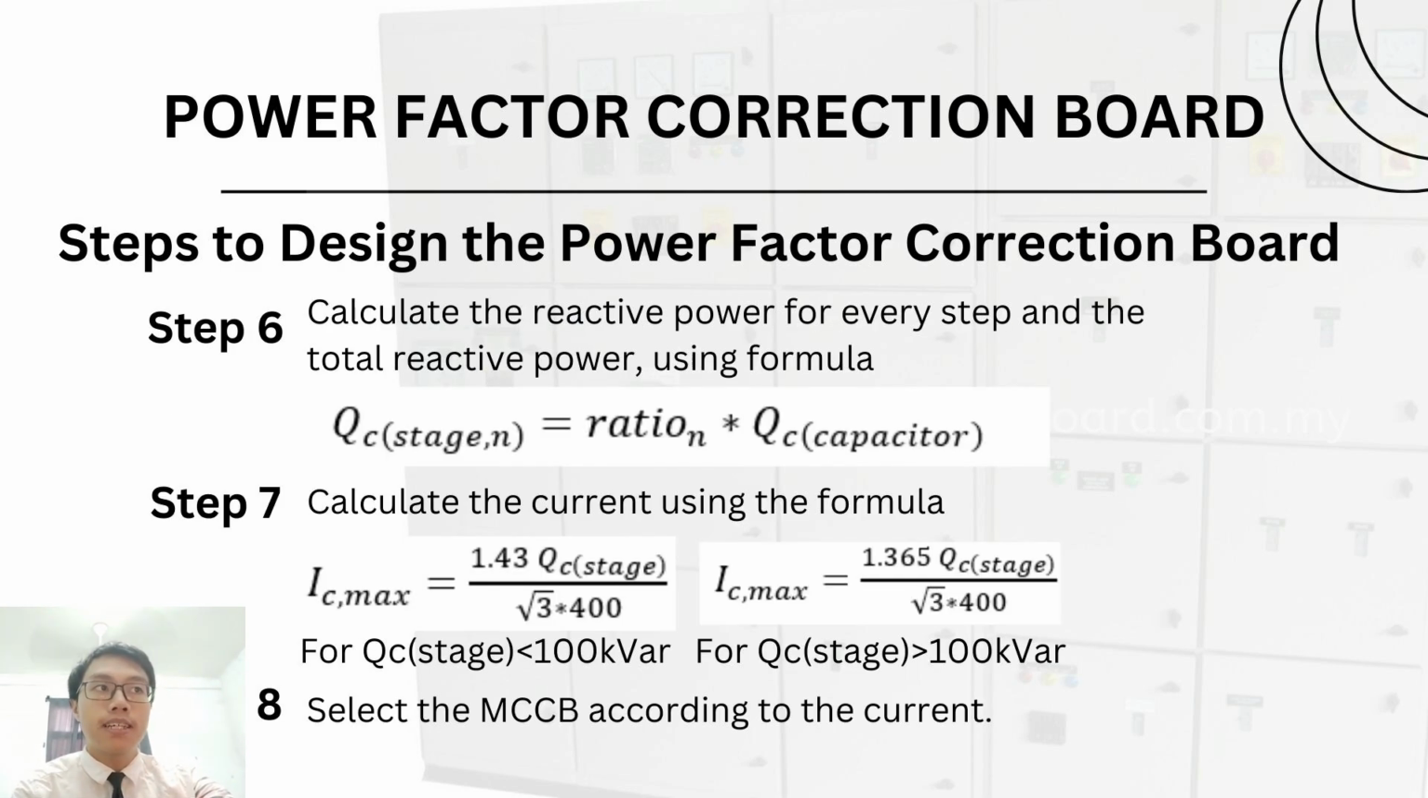For step 6, the reactive power for every step and the total reactive power will be calculated using the formula. For step 7, the current is also calculated using these formulas. For QC stage, if it's less than 100 kilovar, use the formula on the left. If it's larger than 100 kilovar, use the formula on the right. The final step is to select the MCCB rating according to the current.